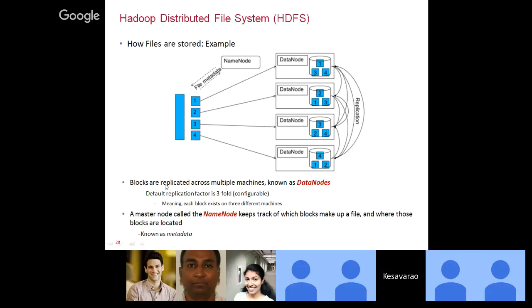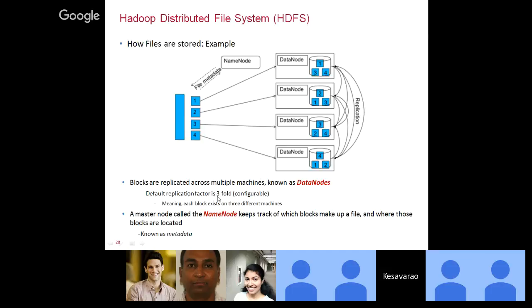Okay, the blocks are replicated across multiple machines known as data nodes, and the replication factor is threefold. I mean, the threefold is just a default. You could make it 5-fold, 10-fold, 100-fold, depending on the number of nodes. In this example, we have 4 data nodes, and it is threefold, configurable, right? So it depends on your number of nodes.